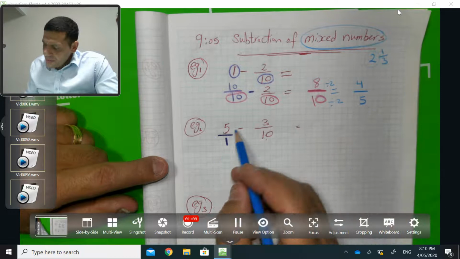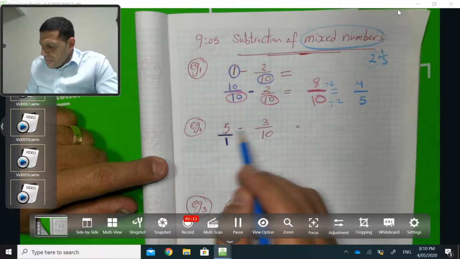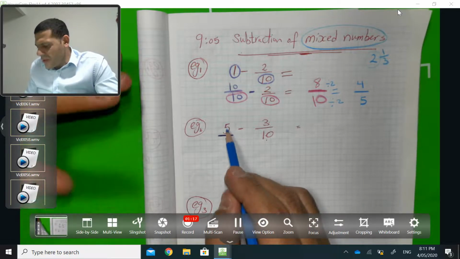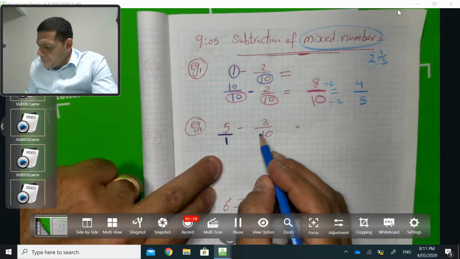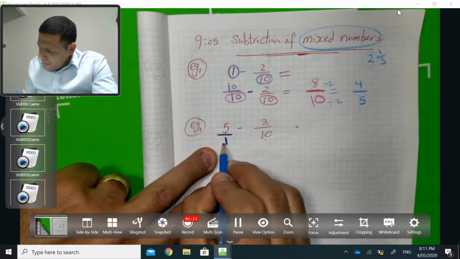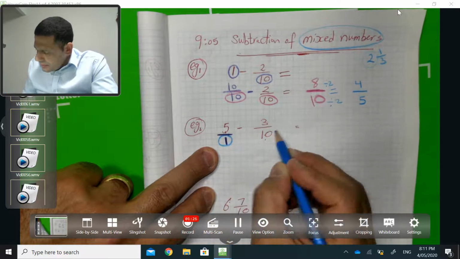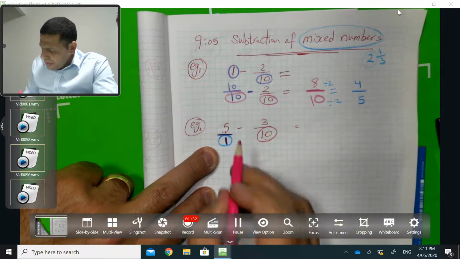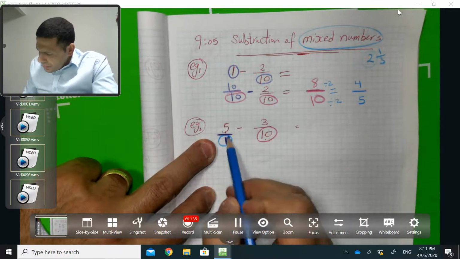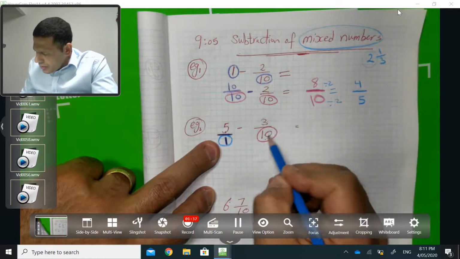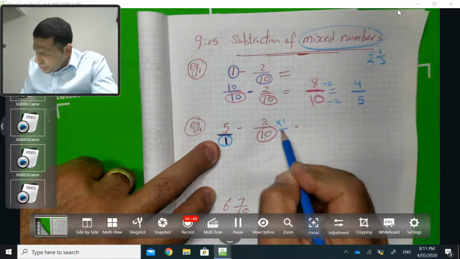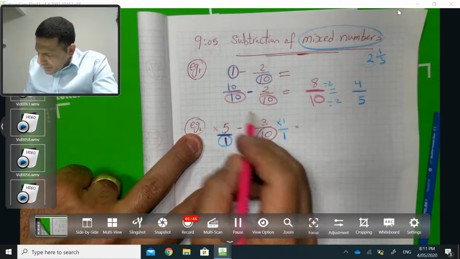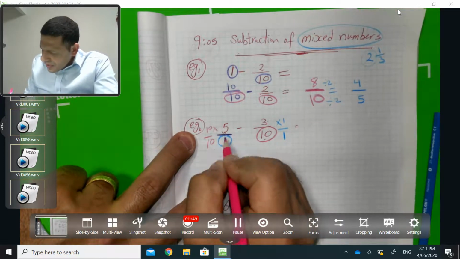We move on to the second one, 5 minus 3 over 10. Because we deal with fractions, you can write any number over 1. That's why we write 5 over 1. As we learned from the previous lesson, you circle both denominators with different colors. The blue denominator, you multiply this fraction by 10 over 10, and the second one, the red one, you multiply by 1 over 1.